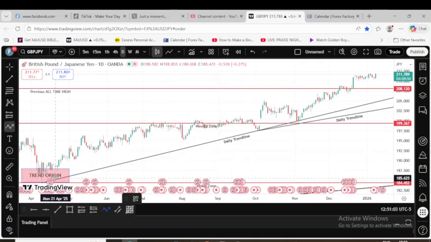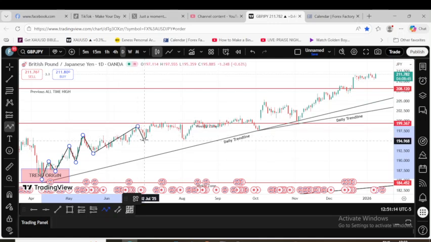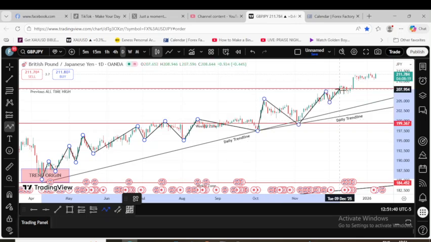And then basically structure goes like this: impulsive, correctional, impulsive, correctional, impulsive, correctional, impulsive, correctional, impulsive. Price goes down but doesn't break below this level. So we have a correction to here. Impulsive. Price doesn't break above this level. We have correctional to here. Impulsive here. Correctional here. And we have an impulsive, correctional, impulsive, correctional, impulsive.